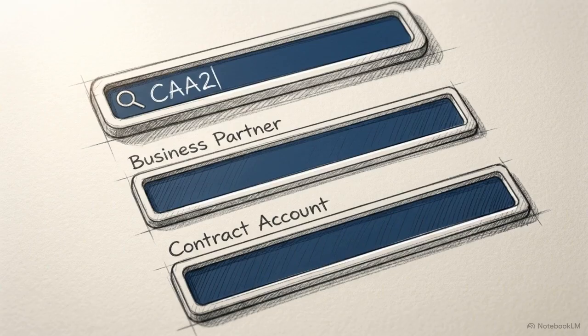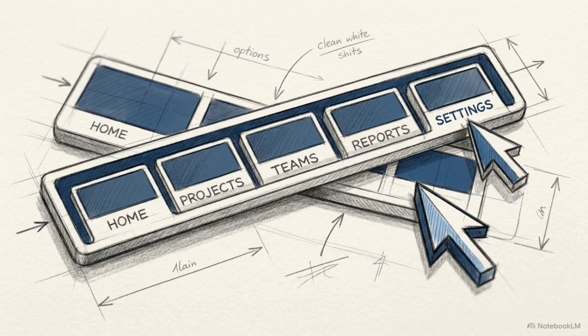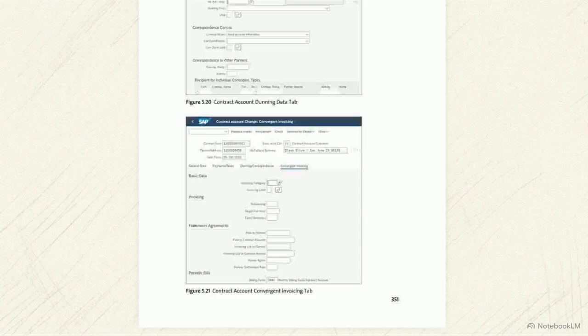Let's execute the update. Open transaction CAA2 to change the contract account, and input your targeted business partner and contract account numbers. Once inside the account record, you need to locate the tab that governs the billing schedules. Here is the contract account screen. Navigate specifically to the Convergent Invoicing tab and look down at the Periodic Bill section at the bottom. Locate the Billing Cycle drop-down field. Go ahead and replace the existing monthly code with our newly minted QART code.